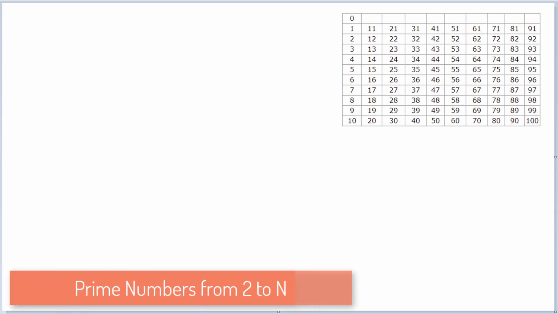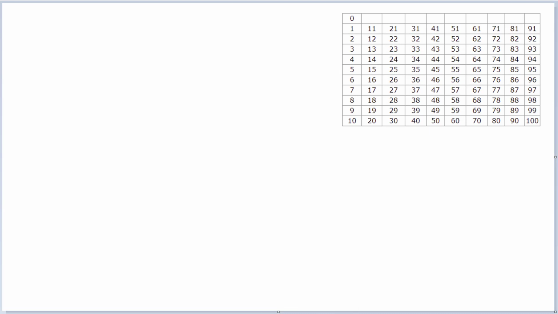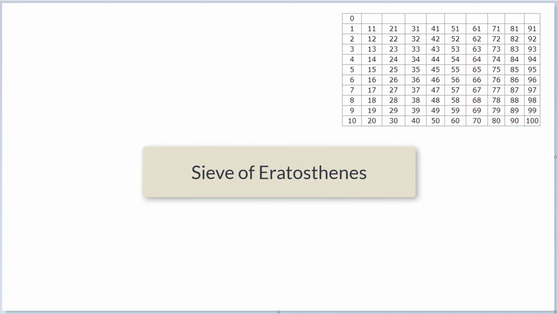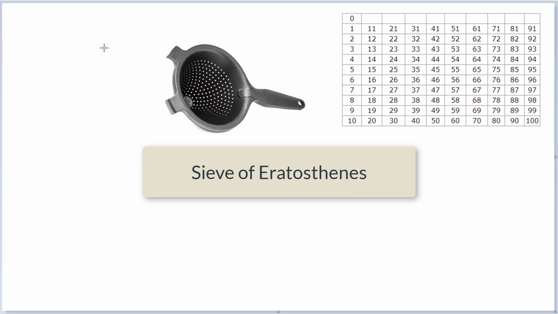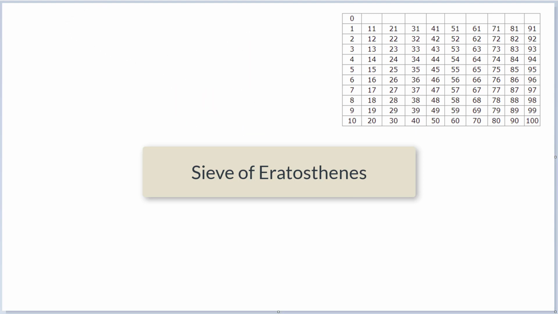Let's write a C program to find prime numbers from 2 to n using a method called Sieve of Eratosthenes. Sieve means it's a utensil which we use to separate things we want from things we don't want. Eratosthenes is a Greek mathematician. You can spell his name like this, Eratosthenes.